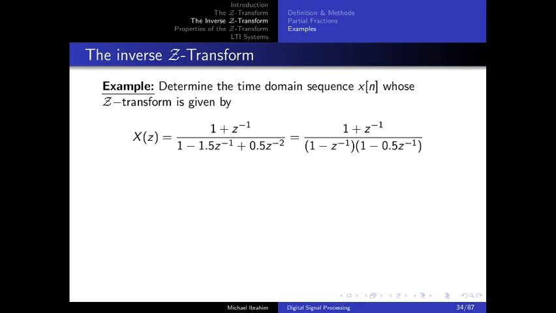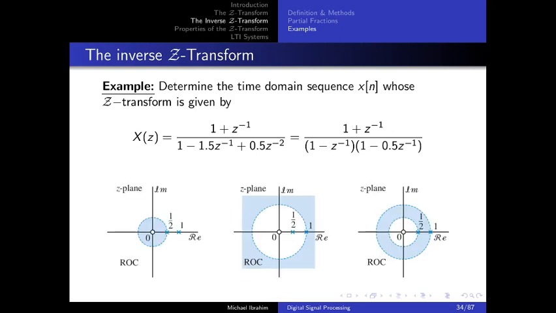Anyway, doing the factorization, we realize that here we have two poles. One pole is located at half, and the other pole is located at 1. The pole is a constant being multiplied by z to the minus 1, in this case 1, and here it's half. So this X of z has two poles. In order to do the inverse z transform, we need to know the region of convergence. But as you can see in this example, the region of convergence is not given. That's why we will need to solve for all possible regions of convergence.